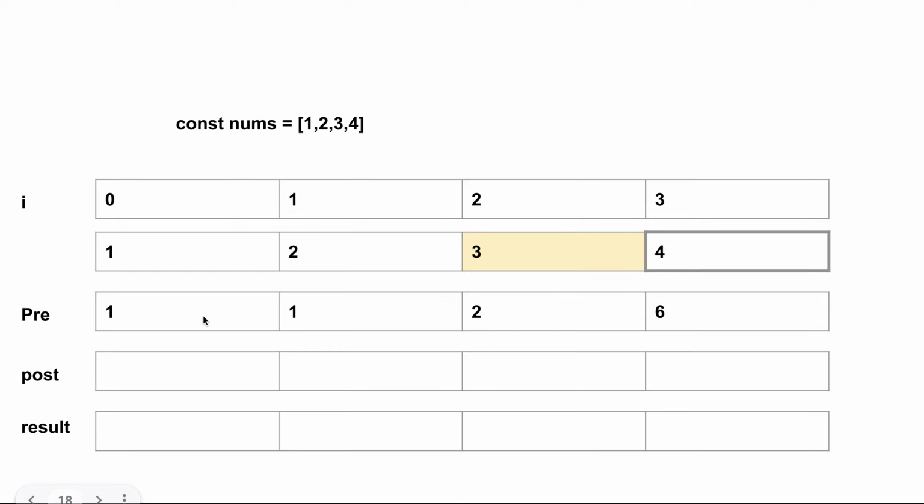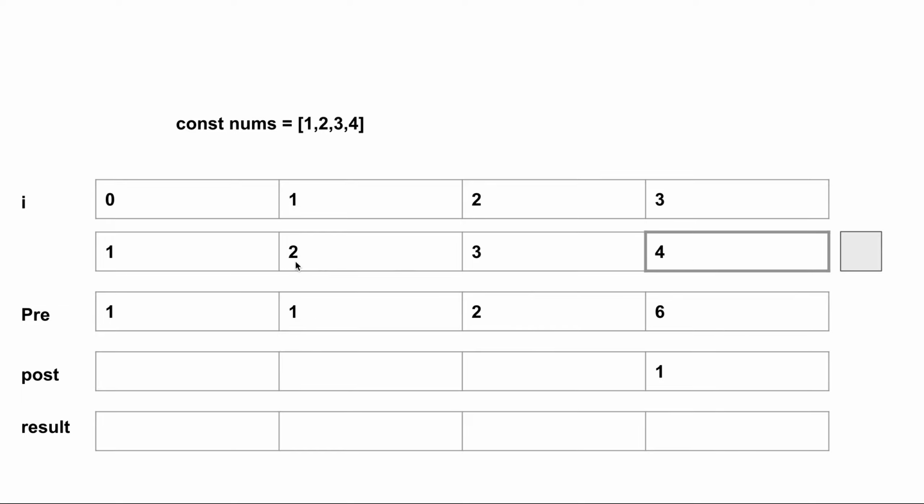So we've done this pre-table, which basically tells us, okay, at index position 3, the product of everything that comes before it is 6. At index position 2, everything that comes before it is going to be a product of 2, and so on. So we found the pre, now we actually have to find the post.